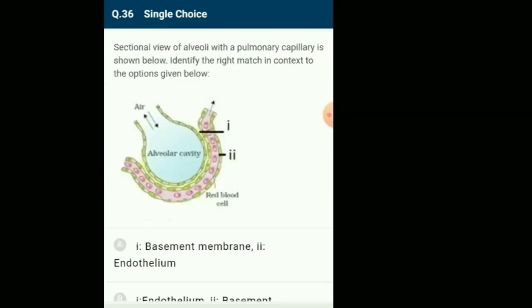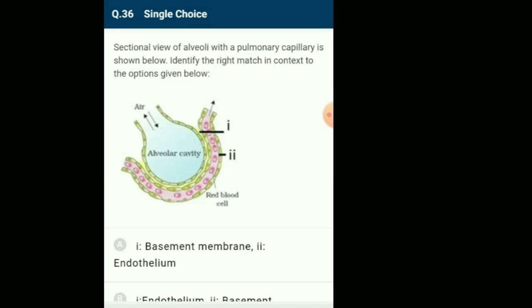Question number 36. Sectional view of alveoli with a pulmonary capillary is shown below. Identify the right match in context to the options given below. Basement membrane. The basement membrane is a sheet of proteins and other substances to which epithelial cells adhere and that form a barrier between tissues.